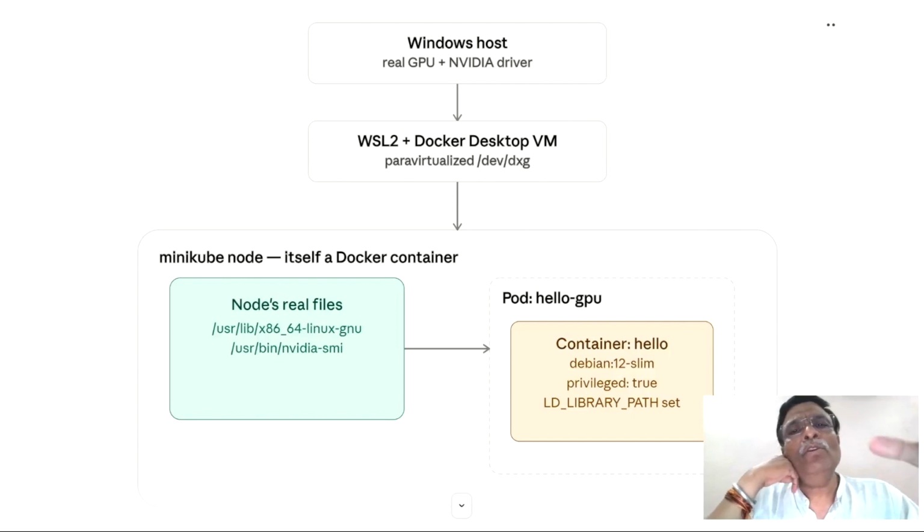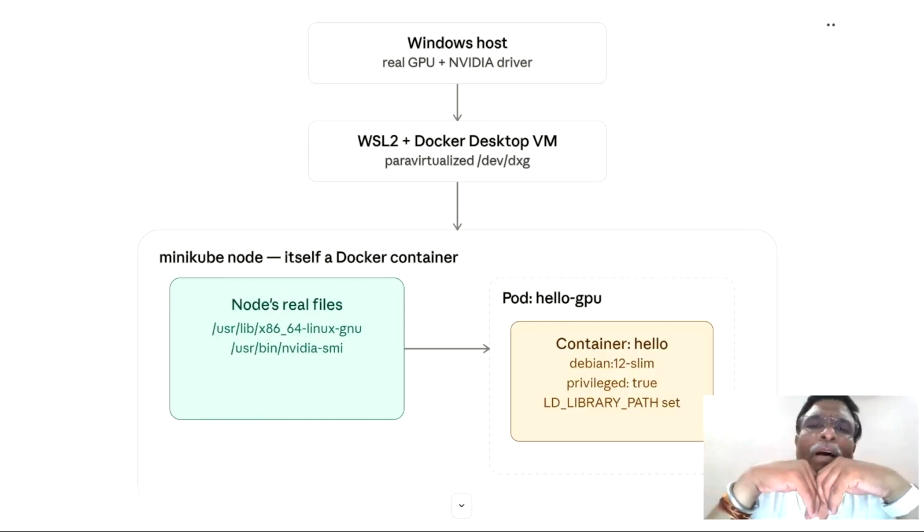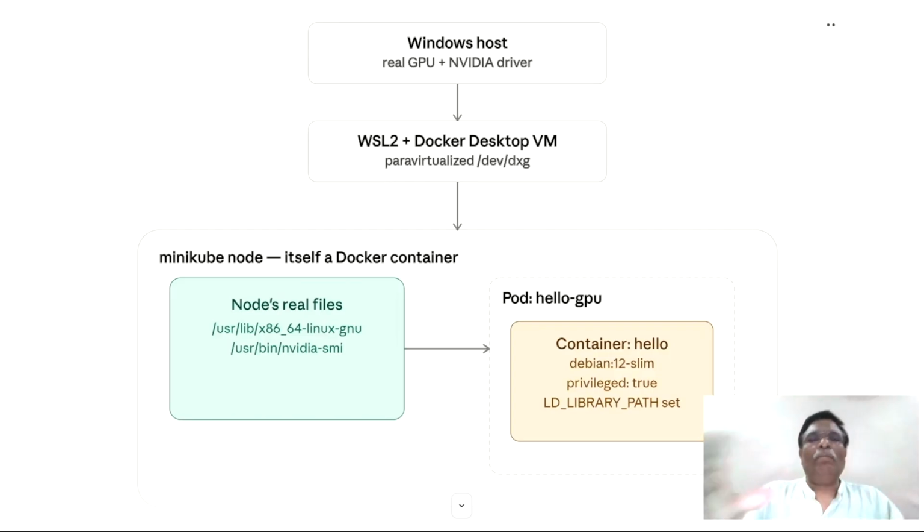From the Windows host, which has the real GPU and the NVIDIA driver, we have a Docker Desktop virtual machine which works in conjunction with WSL2, that is the Ubuntu part of it. Then we have this setup of Docker containers running on Docker Desktop, which in turn is going to access the Windows host, which has the real GPU and the NVIDIA driver. This is a specific setup which we discussed yesterday.